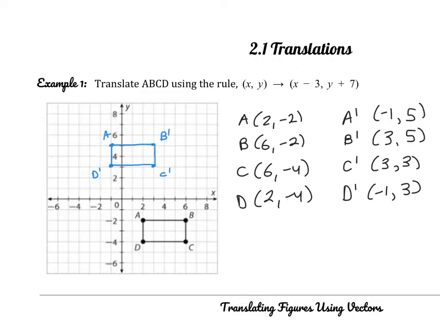Okay, so here's my new figures. So you can do this, or you can interpret the rules of this translation. So we know that this rule means to move to the left 3. This rule means to move up 7. So I could do that to each point, left 3, up 7, and that would give me the same result.